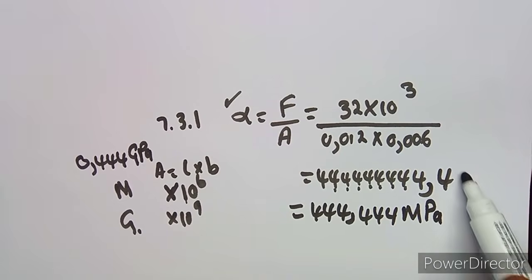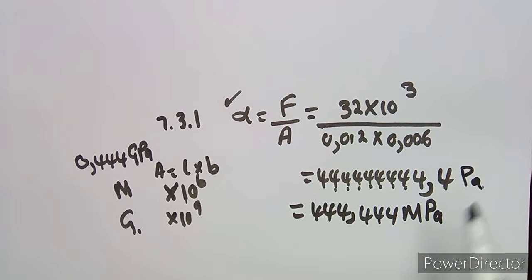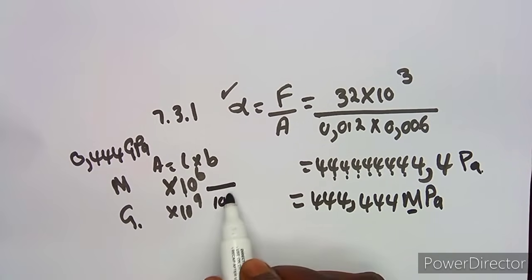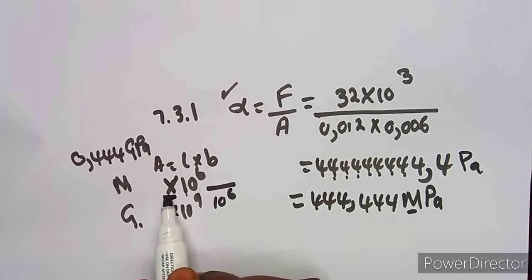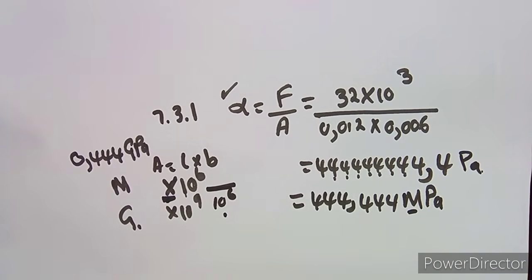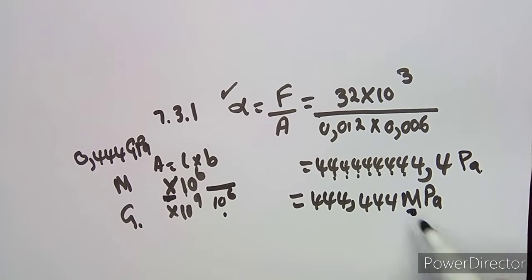So here, these are just normal pascals. To convert to mega, you simply divide by 10 to the power 6. The one that you want to convert to, you divide by it. So you divide this number by 10 to the power 6 or 1 million, and it will be in mega pascals. That is the idea there. Okay, so that's what you simply heard from this part.